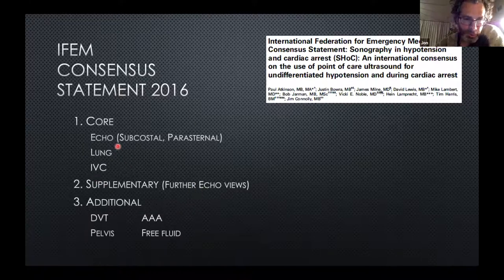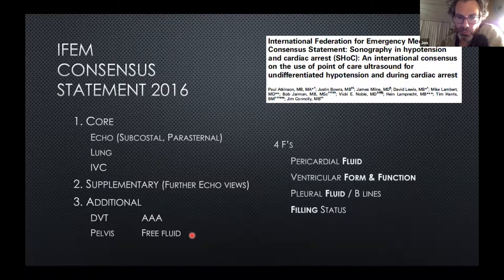So as we said, if your echo shows RV dilation, you may look for a DVT. Whereas if your echo and your IVC suggest hypovolemia, you may go searching for a cause of that hypovolemia, like looking for AAA or free fluid. I think this makes sense. This is an intelligent way of using ultrasound to follow the clues.